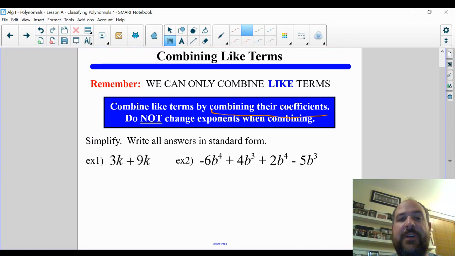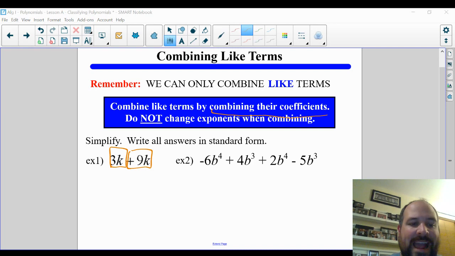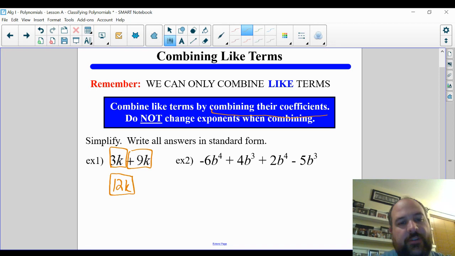And then we keep the variable and we keep the exponents the same. So if I look at number 1, 3k plus 9k, my 2 terms are the 3k and the positive 9k. I add the 3 and the 9 to get 12, and I keep my variable as k. There's my final answer. 3k plus 9k is 12k.